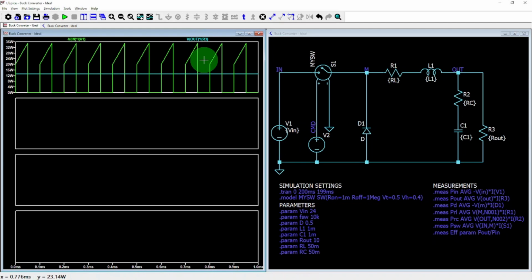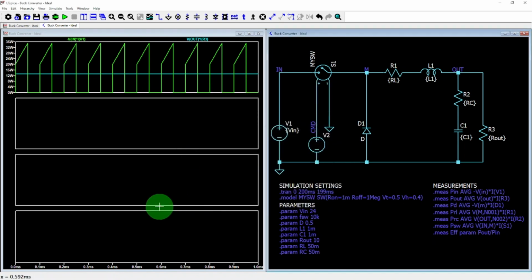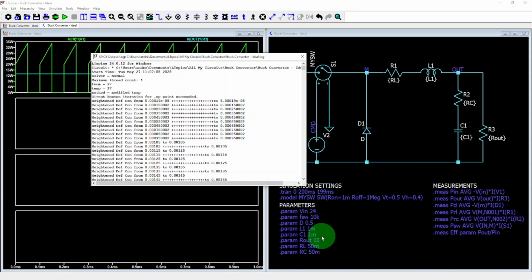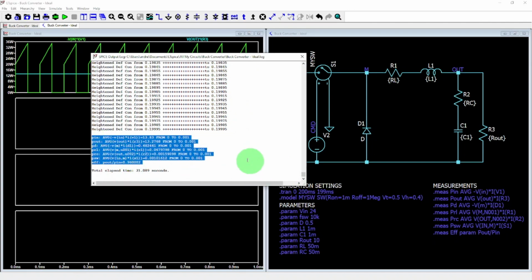Now let's find out where the power losses occur in our circuit. To speed things up, we can use a set of measurement statements to calculate the average power dissipation in each component, as well as the overall converter efficiency. Press Ctrl L to bring up the measurement log in LTspice. If we inspect the log, it turns out that the majority of the power losses are caused by the freewheeling diode.